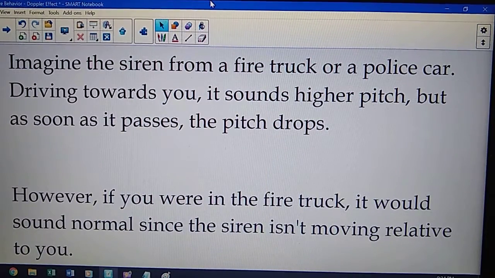But if you were actually inside the truck, it would sound normal. So while on the outside, while you are observing it, as it drives towards you, the pitch is higher. As soon as it passes you, it drops. But inside the truck, since you're not moving relative to the siren, it would sound normal. The sound being produced is a normal sound. It's just being shifted because it's in motion.